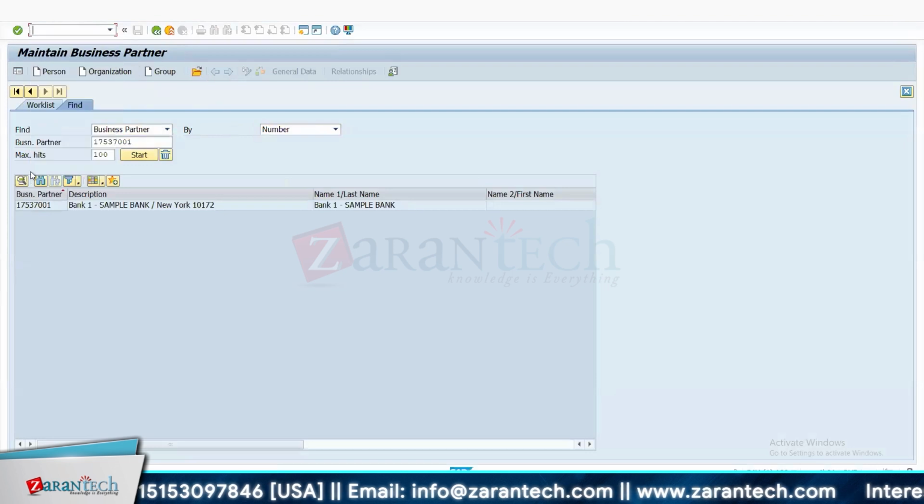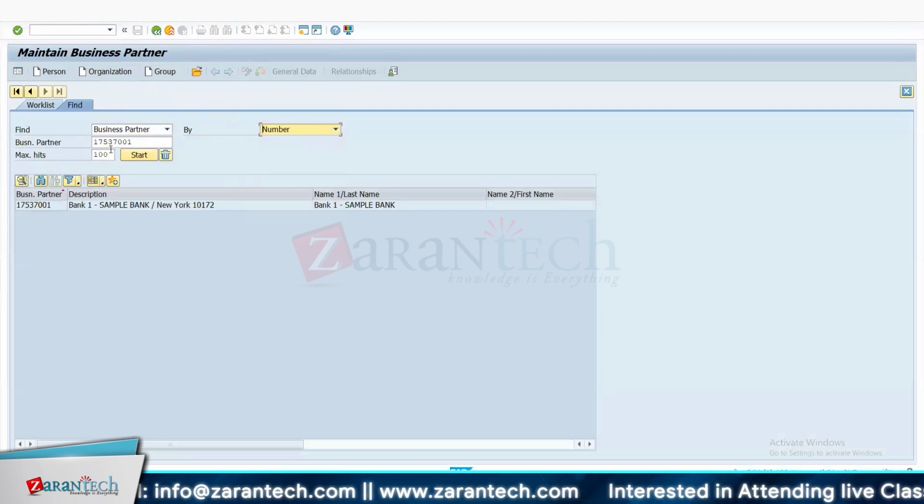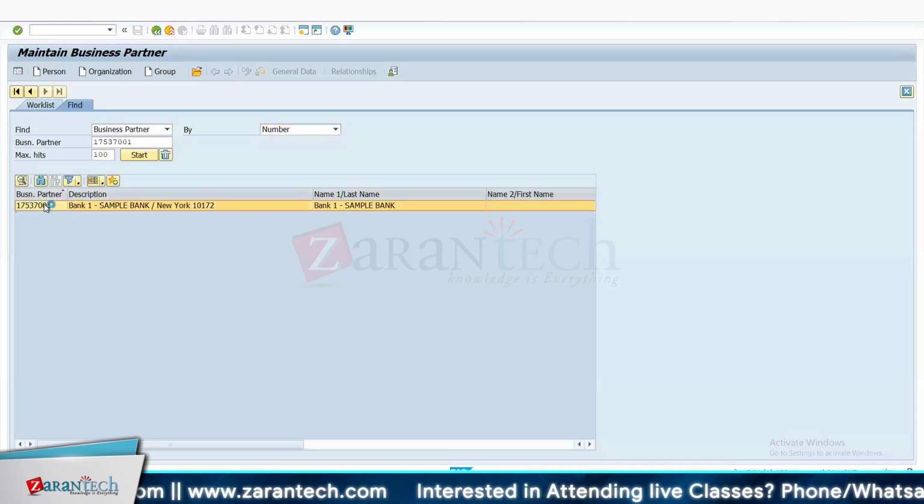Very simple. Where we can find the business partner in different ways. It can be number, it can be name, etc. So since I know the number, I've just mentioned the number here. We just give the number and click on start here. It shows the business partner number. So just double click on this.